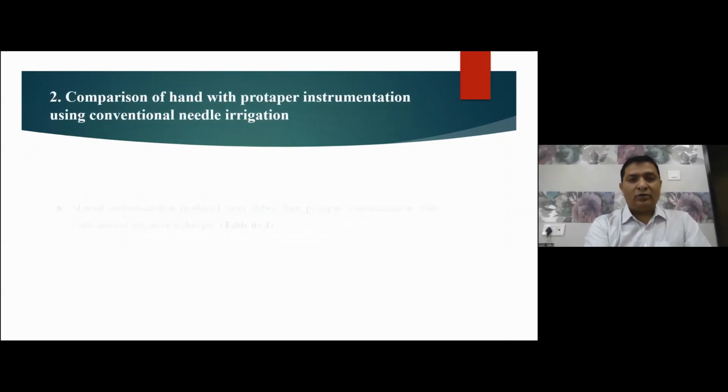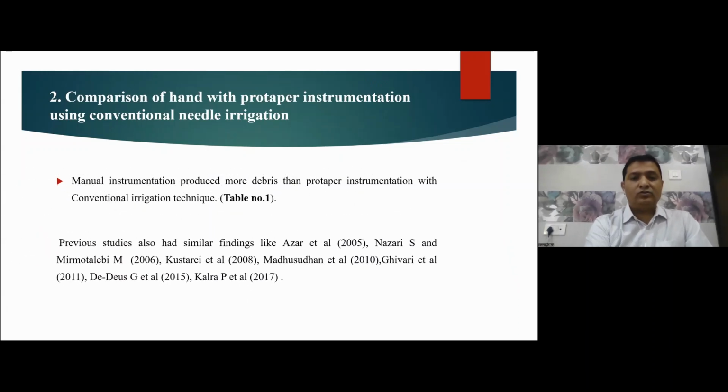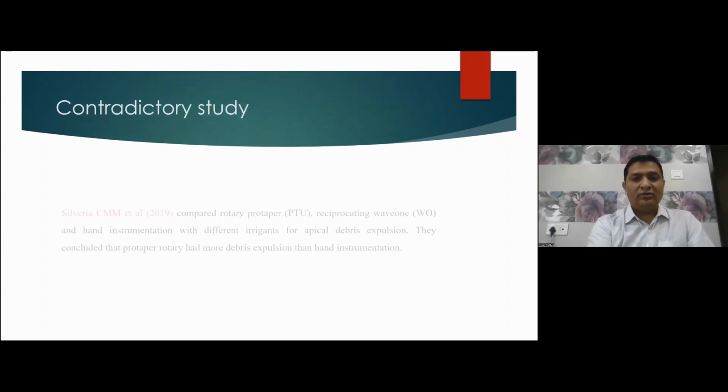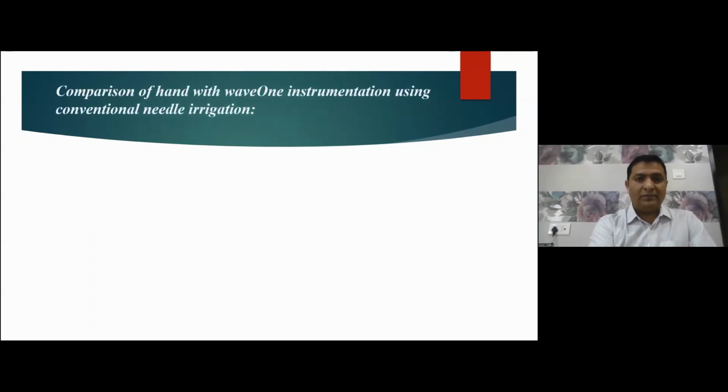Comparing hand with rotary instrumentation with other studies in the literature, there are also many studies which have similar findings. There is only one contradictory study, in which rotary shows more expulsion than hand.